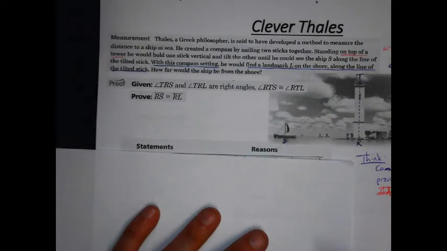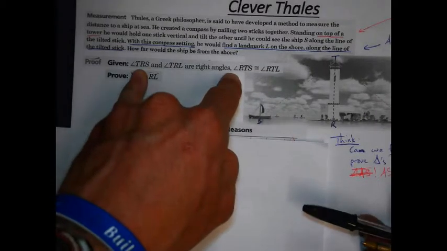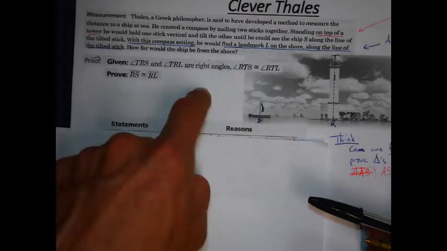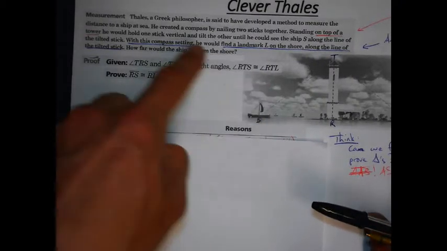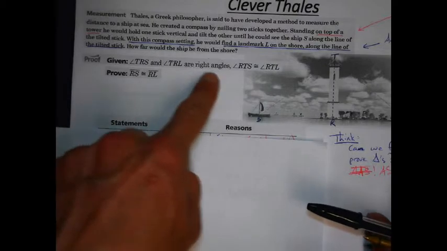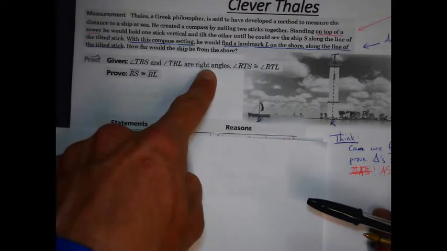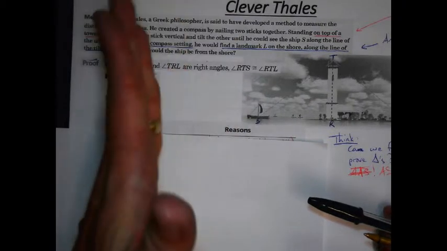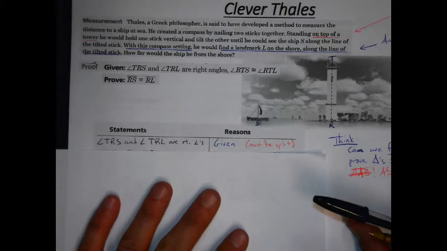I'm going to do something here kind of crazy, so hang on. Watch this. Normally we've been throwing down all of our givens. I'm not going to do that here. I'm going to split my givens up, because this doesn't say that the angles are congruent. It just says they're right angles. It doesn't say they're congruent. So I'm going to split these up, because I must establish congruence first.